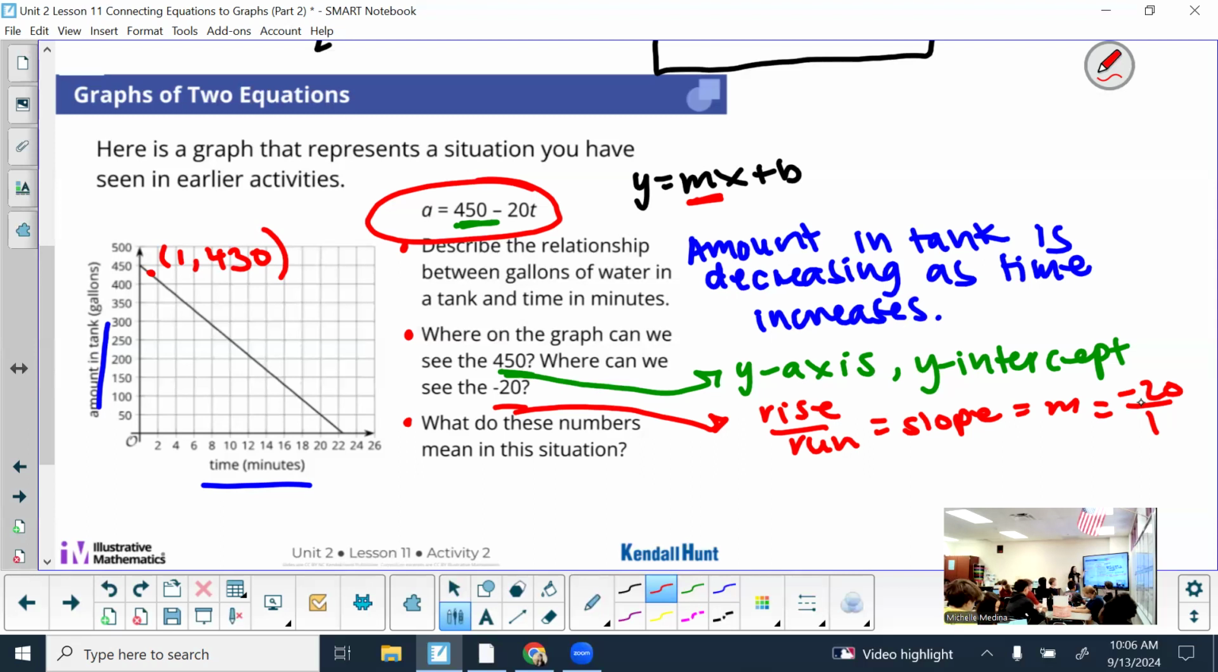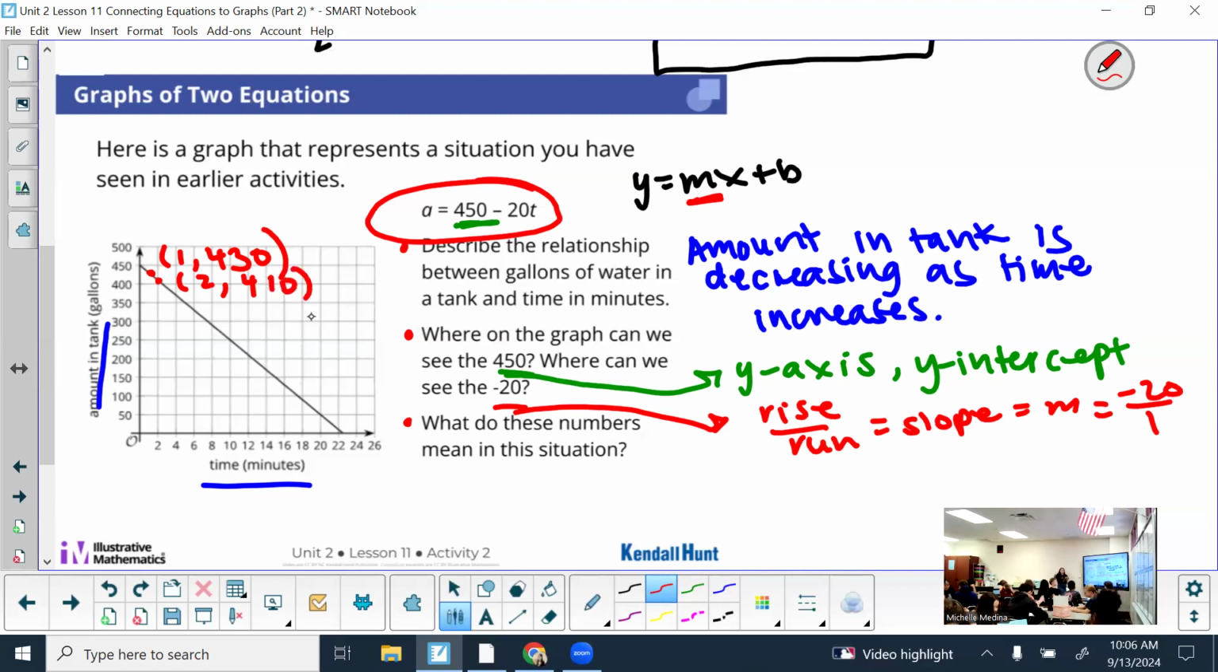So then after 2 minutes, so right here on your graph, how many gallons are in there? No, it's not quite at the 400, it's a little bit above it. 410, because it's decreasing by 20 each time. But do you see that on the graph now?